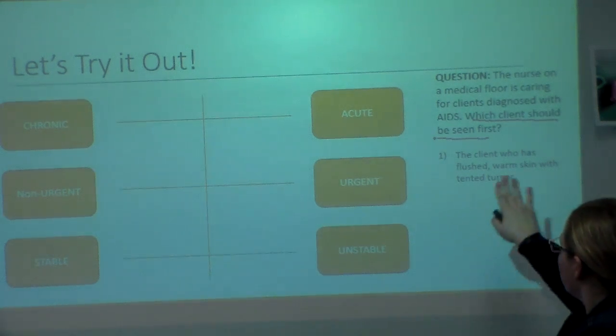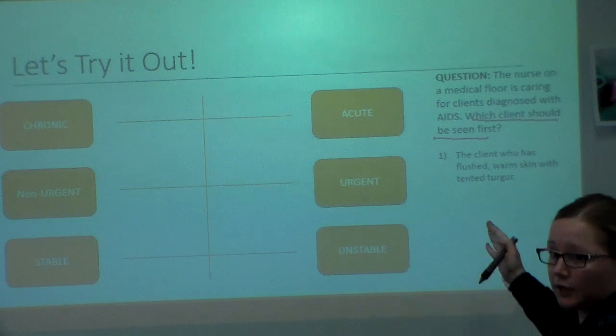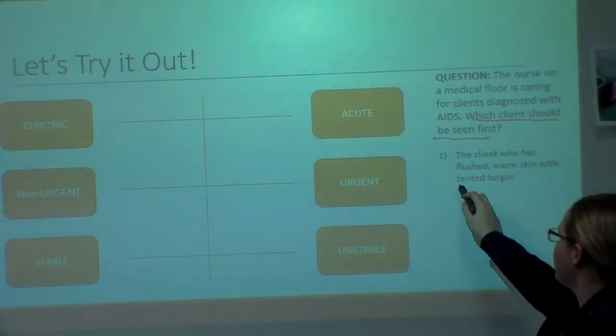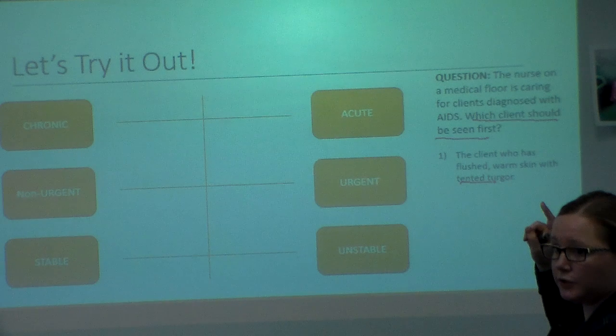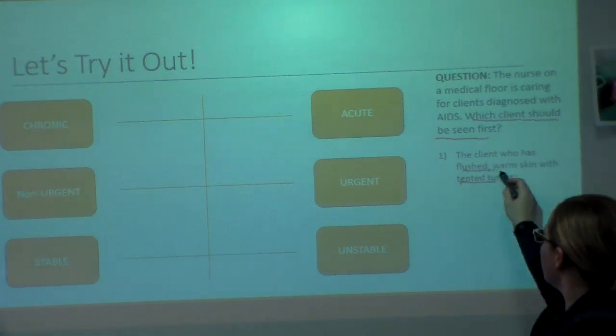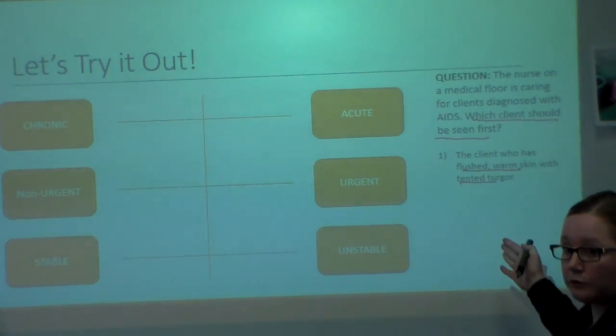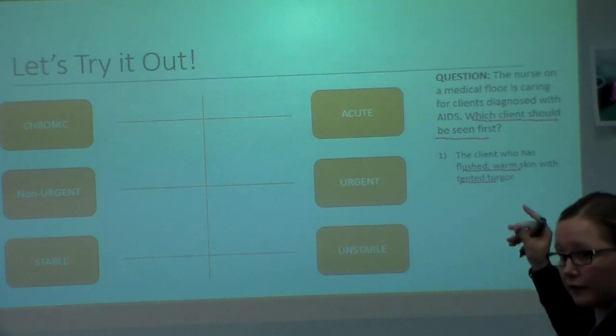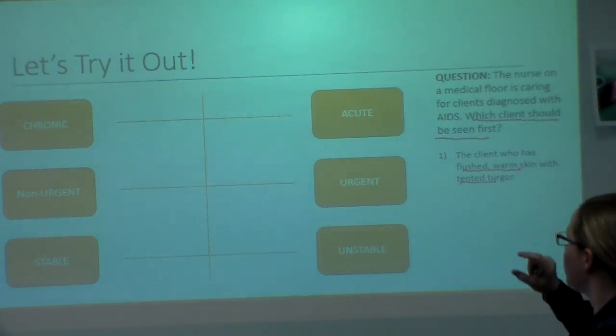Dehydration? They're kind of getting you to think, okay, they're tented. That's the key there that makes you think dehydration. Plus they're flushed and warm. So they have an actual problem, right? So just keep that. That's where the actual versus potential comes into play.